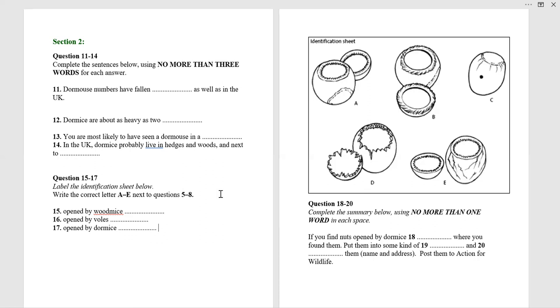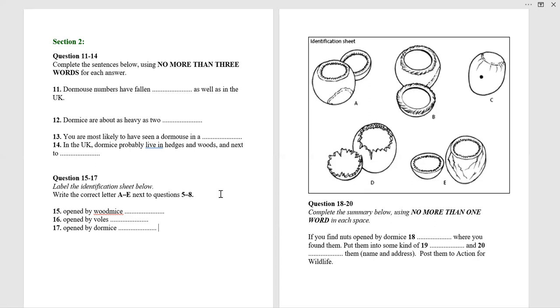If you find one, use the identification sheet to try and establish what kind of creature has opened it. You'll see from the pictures on the sheet that different creatures do it in different ways. For example, you'll see that insects make a small hole in the shell, less than 2 millimeters across. Then there's another type of mouse called a wood mouse. Wood mice make a hole in the shell too, but they leave parallel tooth marks on the inner rim of the shell, as well as rough scratches on the surface.